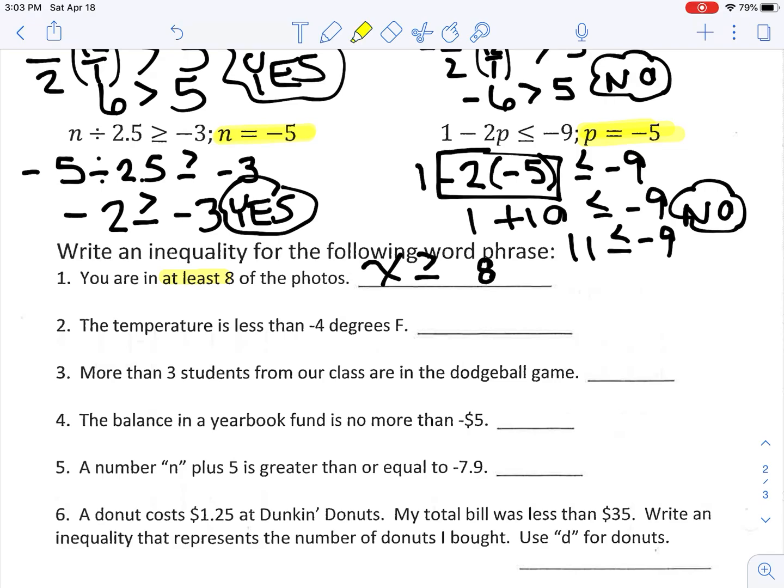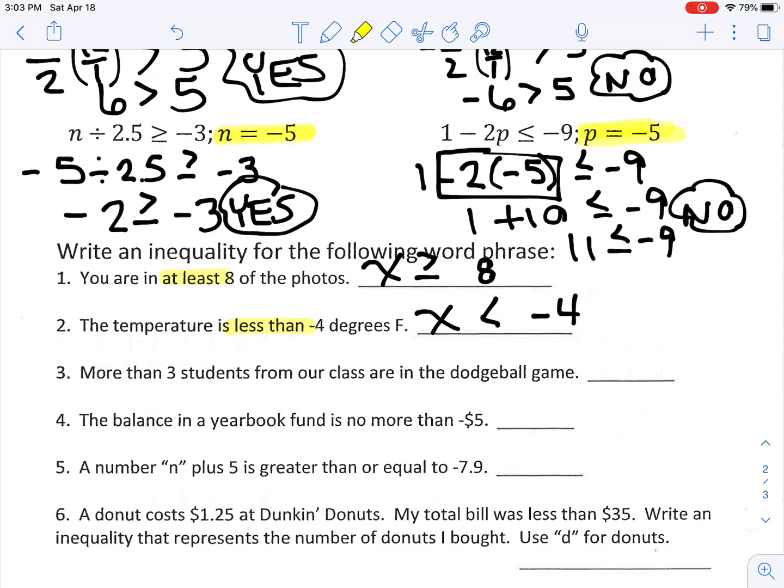The temperature is less than -4 degrees. So sometimes the words in the sentence will very clearly tell you which inequality symbol to use. So your x is going to go on the left. The number that you see in the problem is going to go on the right, and it clearly says less than. X is less than -4.